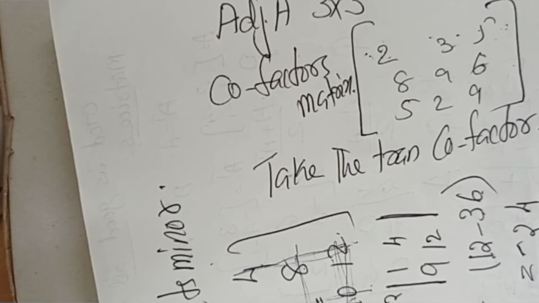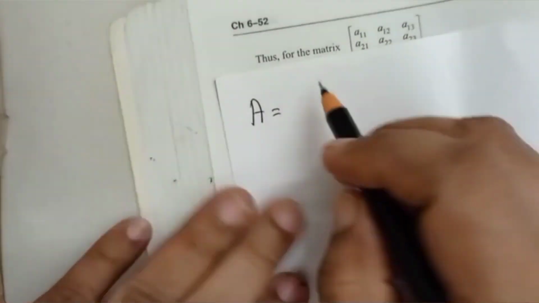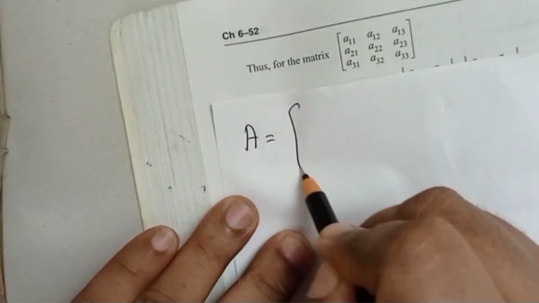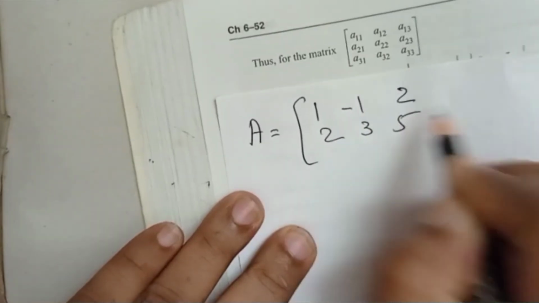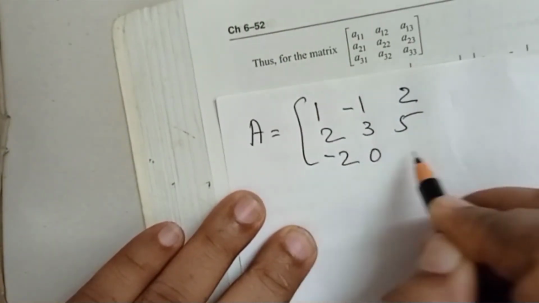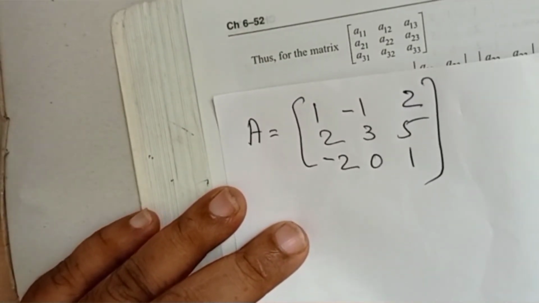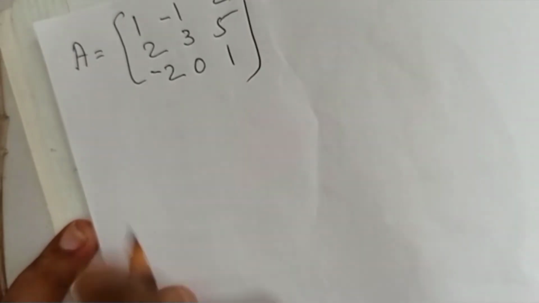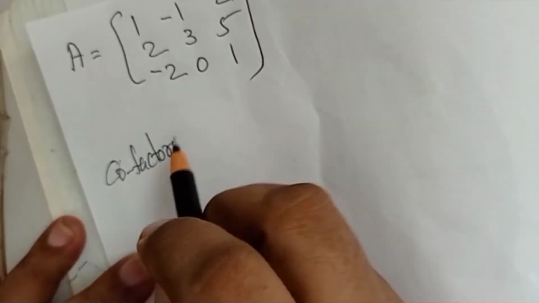One example. Write down one question. Find the adjoint of the matrix A, where A is equal to 1, minus 1, 2, 2, 3, 5, minus 2, 0, 1. Okay. Our aim is to find the cofactor matrix. Here the left-hand side is the cofactor matrix, not the direct adjoint.